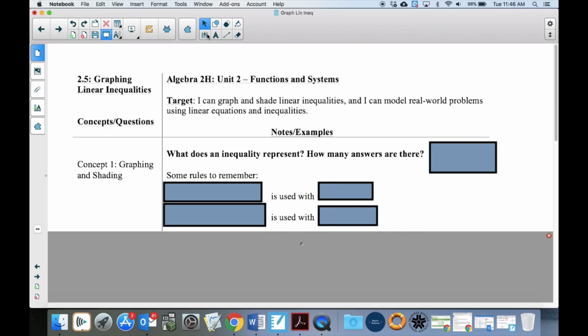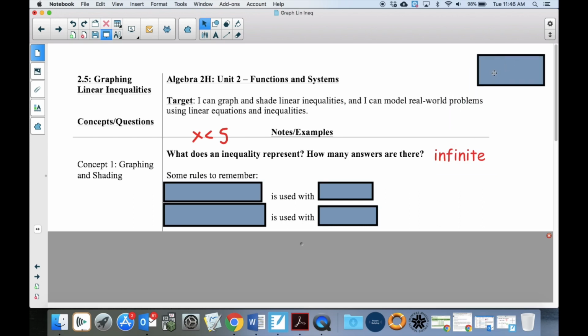Okay, the first question here says, what does an inequality represent and how many answers are there? If you think about an inequality like x is less than 5, how many answers are there? Hopefully you understand that with x is less than 5, there are an infinite number of answers. And so we don't just draw the line, we actually shade the half of the plane because all those numbers in there are potential answers. And we can't list out every single one of them, so rather than listing them all out, we shade a whole area.